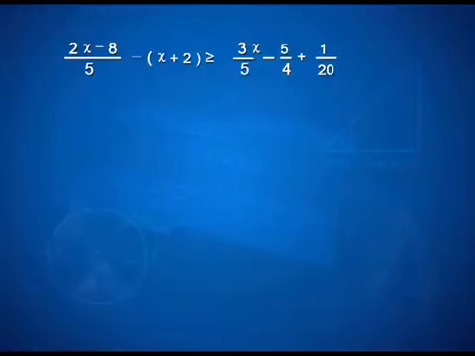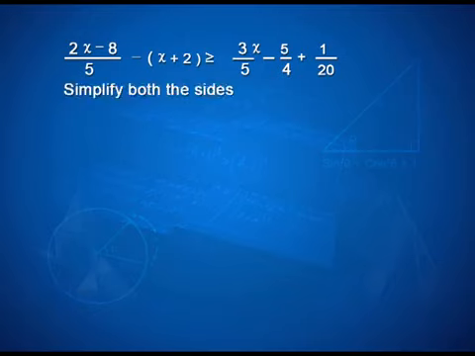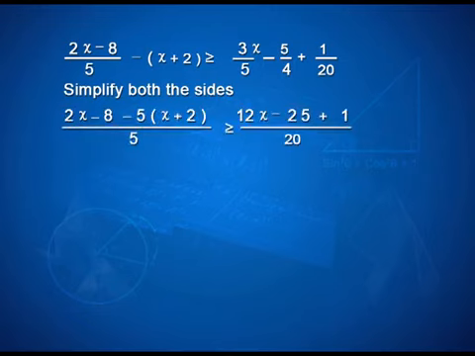Take up one more question now. 2x minus 8 upon 5 minus x plus 2 is greater than or equal to 3x by 5 minus 5 by 4 plus 1 by 20. Simplify both the sides first, giving us 2x minus 8 minus 5 times x plus 2 whole upon 5 is greater than or equal to, the LCM is 20 here, therefore, 12x minus 25 plus 1 upon 20.